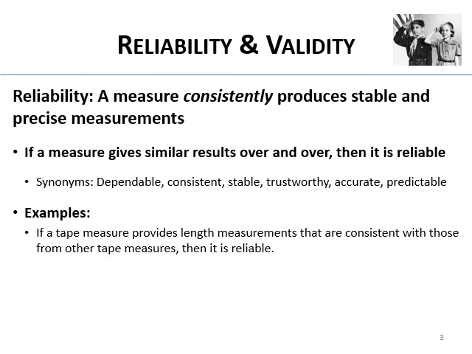So some examples. If I have a tape measure and it provides length measurements of objects that are consistent with those from other tape measures, we'd say that tape measure is reliable, right? If it gave me measures that were different from another tape measure, you'd be like, what's wrong with this thing? It's clearly not reliable.